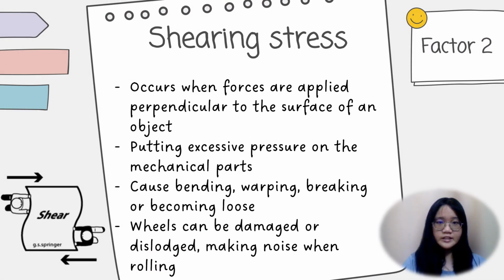The next factor is shearing stress. Shearing stress occurs when forces are applied perpendicular to the surface of an object. In the wheelchair, shearing stress puts excessive pressure on the mechanical parts of the wheelchair and causes them to bend, warp, break, or become loose. For example, wheels can be damaged or dislodged and make noise when rolling.